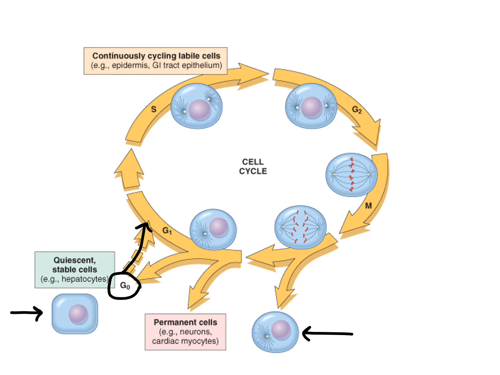And then finally, permanent cells like neurons and cardiac muscle cells. These cells just sit outside the cell cycle, and there's no ability for those cells to return to the cell cycle. So they're not even given a phase that corresponds to the cell cycle. They're just outside the cell cycle completely.